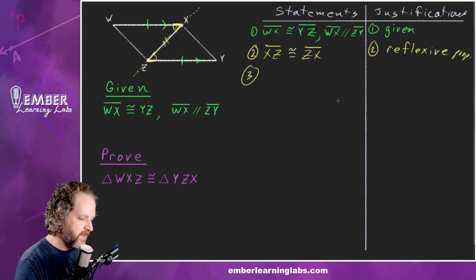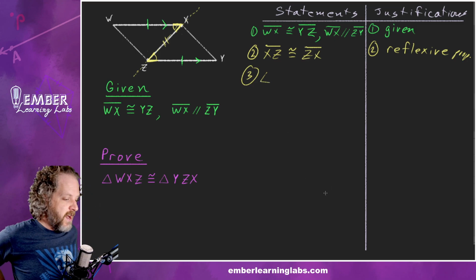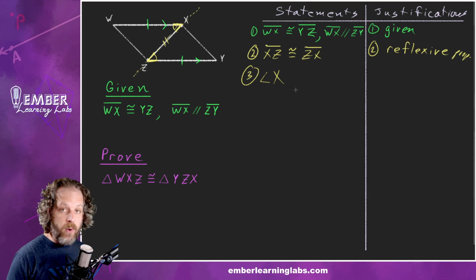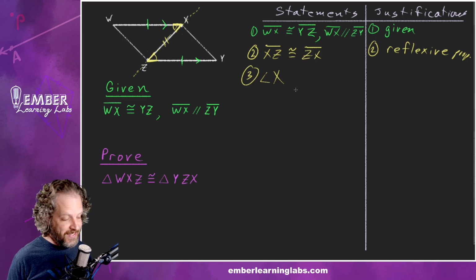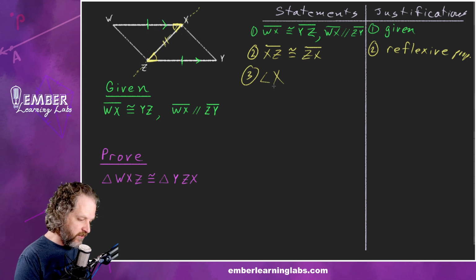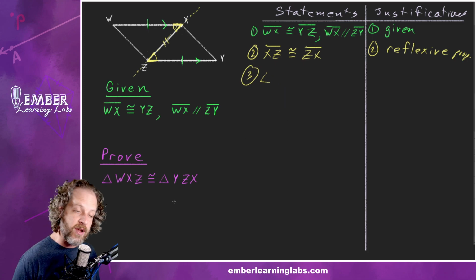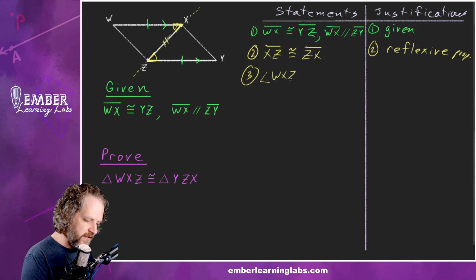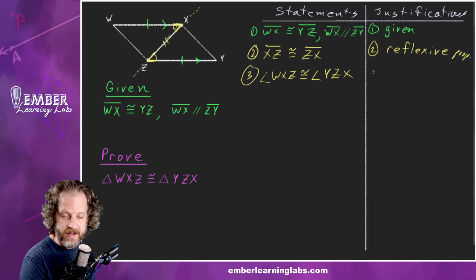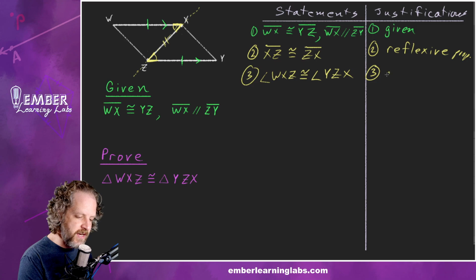So step 3, angle. Now, this is important, and this I would count off for. You could not just say angle X. Why can't you just say angle X? We can't say that because there's not just one angle there. There are two. So we have to label that with 3 points instead. So angle WXZ is congruent to angle YZX. Because, like I just said, alternate interior angles.